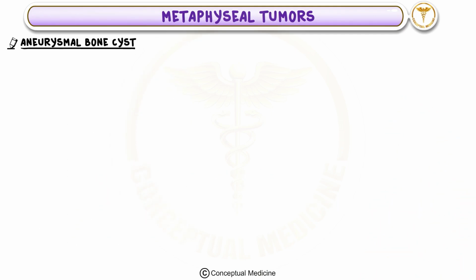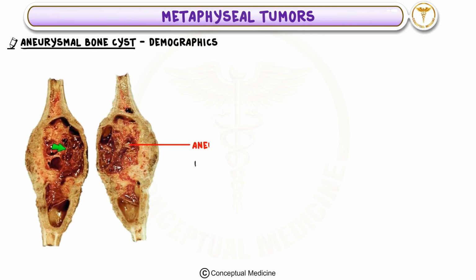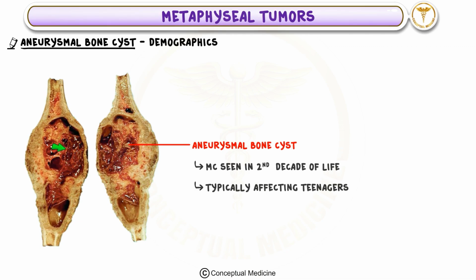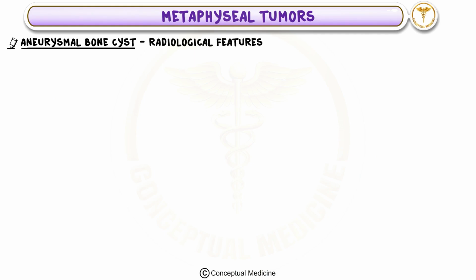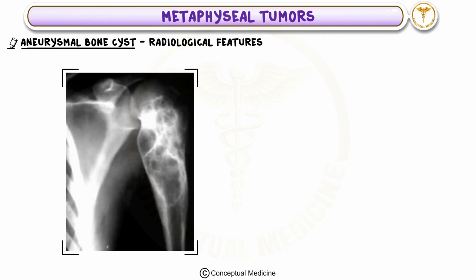Aneurysmal bone cyst, ABC. Demographics. Most commonly seen in the second decade of life, typically affecting teenagers and young adults. Radiological features. ABC has some classic features.